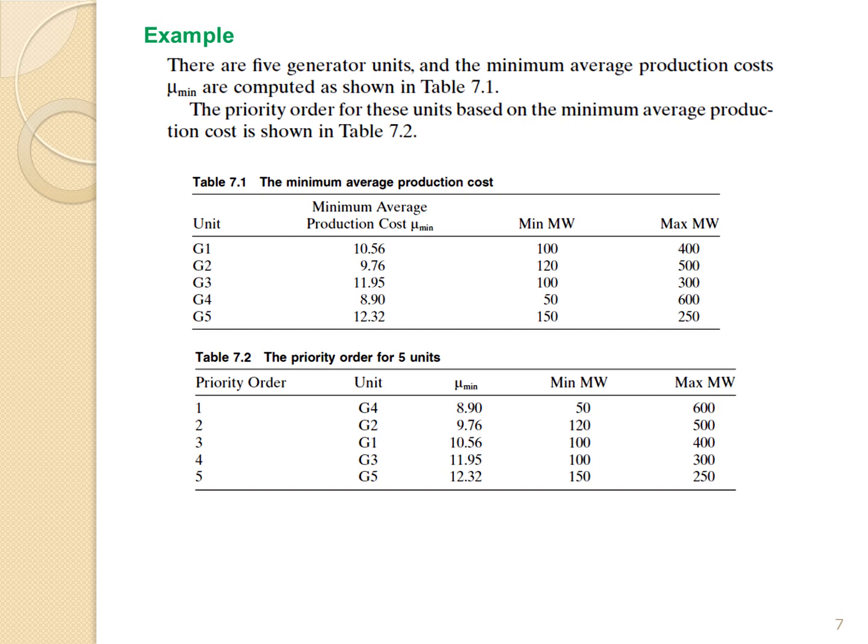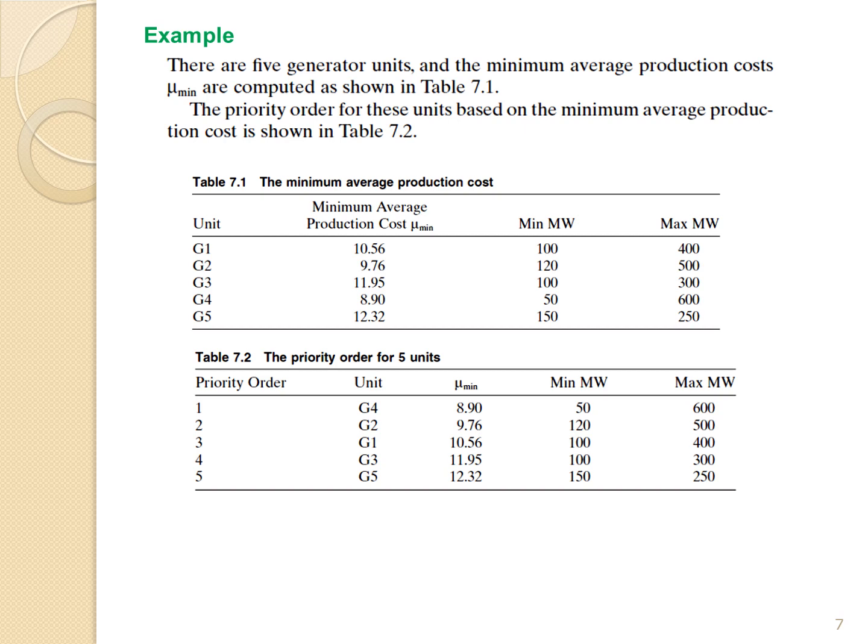To create a priority list, we need to know that priority will be given to the unit that will be loaded first, which is the one having the minimum average production cost, mu minimum. So if we look at table 7.1, we can create a priority order as shown in table 7.2, as 1, 2, 3, 4 and 5 in column 1. In column 2 we have written the unit G4.